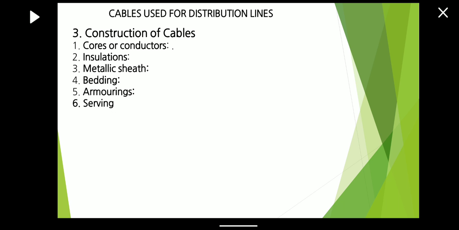Then second is insulation. The material used may be rubber, impregnated paper, varnish, or cambric. The thickness of the insulation is decided according to how much voltage it has to withstand. Then the metallic sheath. The metallic sheath, of aluminium or generally lead, surrounds the insulation. It protects the conductor and insulation from moisture, acids, alkalis, dampness, etc.